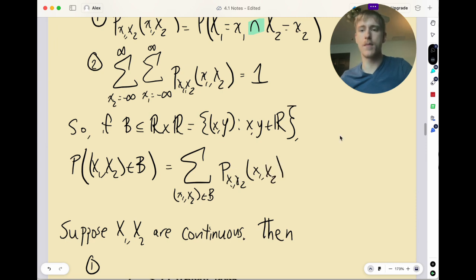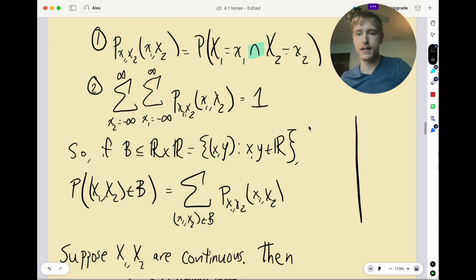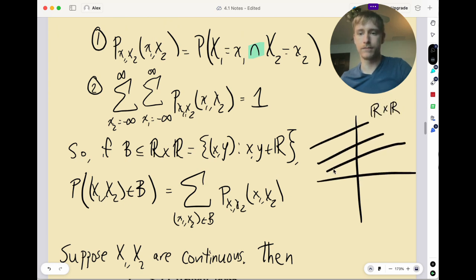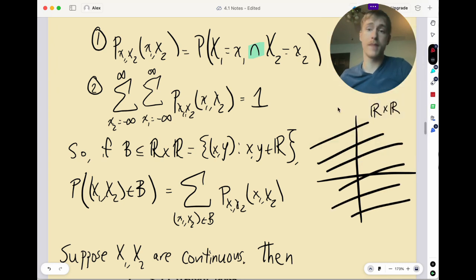To paint a picture, imagine this is the real number plane, essentially r cross r. My region B could be a countable subset of these ordered pairs. It could be infinite, like all the lattice points, the integers, or these points and that point. Maybe all of this is our set B. Then to find the probability of B, you plug in all these ordered pairs and sum them up. That's essentially what it is for discrete distributions.